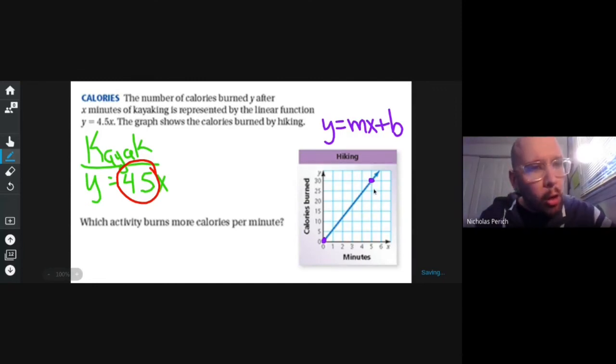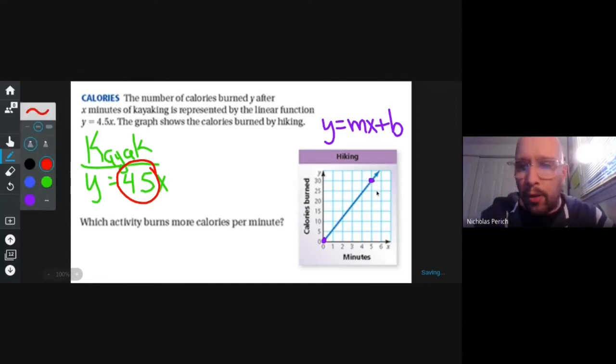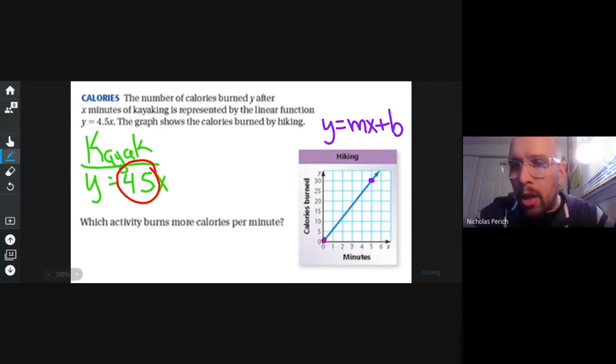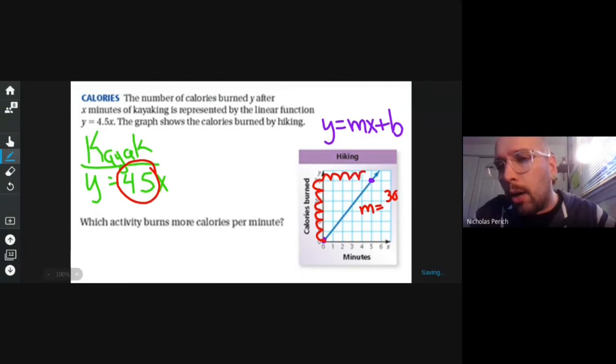So my slope, and be very careful, isn't up 1, 2, 3. It's up 5, 10, 15, 20, 25, 30. So my slope so far is rise 30. Do I run every 5? Nope. I run 1, 2, 3, 4, 5. What's 30 over 5? Oh, 6!